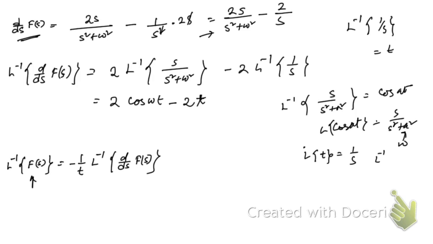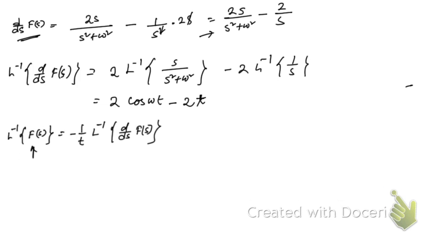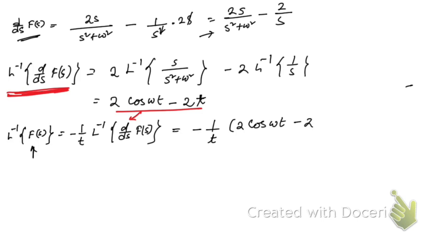So now let me cut these things. So now you see, let us use this value here. So we're going to use this value, which is the inverse Laplace transformation of the derivative of f of s. Okay, so if you do that, then you're going to have minus 1 by t, and we have got the inverse Laplace transformation of this as 2 cos omega t minus 2. That's what we have got, right?